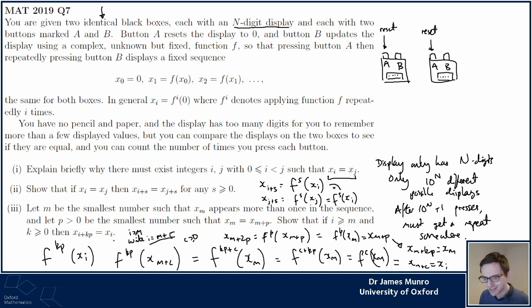In words, that means that after M, each number that you see in the sequence is repeated a distance p later in the sequence, and then it keeps repeating every p. So you'll see some numbers, and then it'll start repeating every p afterwards. Okay, great.